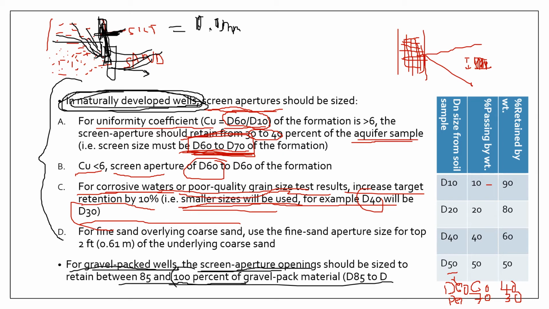And 100% retention will simply mean that the smallest grain size of your gravel pack should be more or less equal to the size of your aperture, or your aperture should be slightly smaller than the smallest grain in your gravel pack.